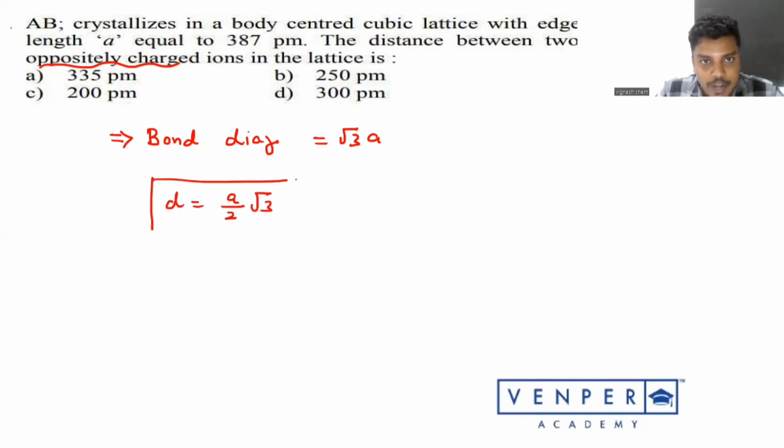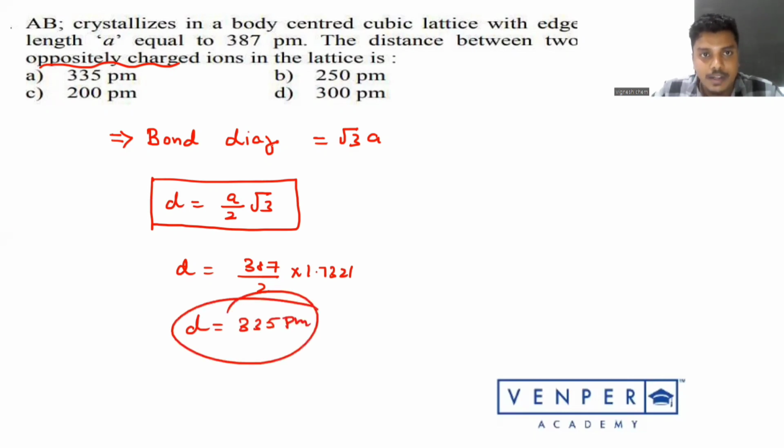Now you know what the a value is. It is given: 387 divided by 2. What is the root 3 value? 1.732. If you apply the mathematics, what is the option? 335 picometer. Option D is correct. So sorry, option A is correct.